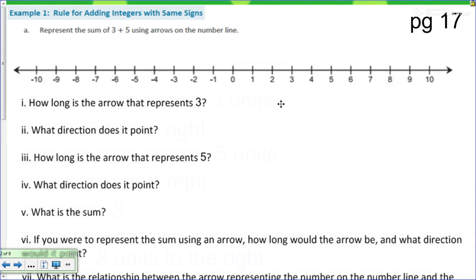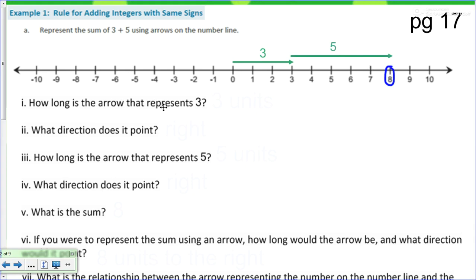Okay, so I'm assuming that you did all the work for page 17, the top of page 18. Here's what you should have written down. So we need to represent the sum of 3 plus 5, right? So we start with our 3 arrow, and it goes to the right, and then we do our 5 arrow. And then we circle our sum to show that we're done, right?